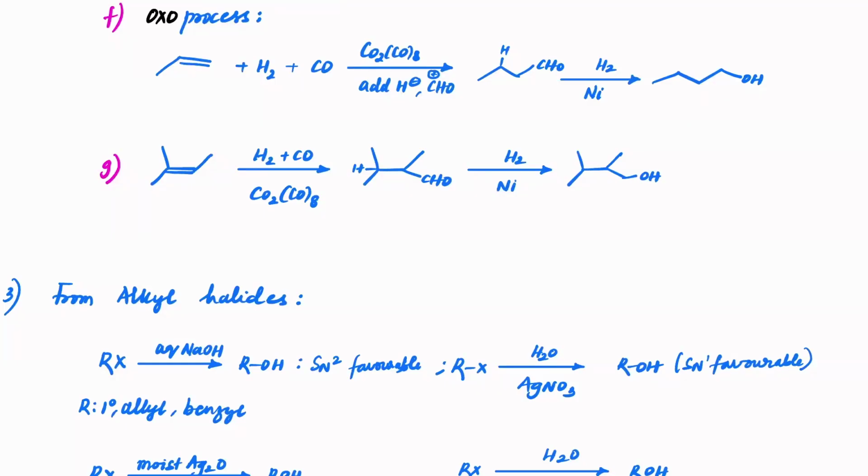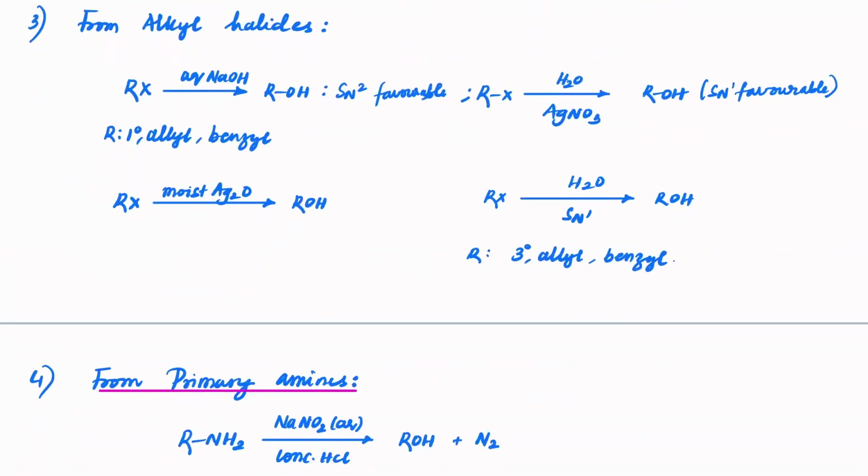Okay, next. If you have an alkene like this, same logic, the pi bond will attack on CHO plus and H minus will come on this position. Thereafter, H2 with nickel will give you this product. This is the oxo process. Now, how do we get alcohols from alkyl halides?